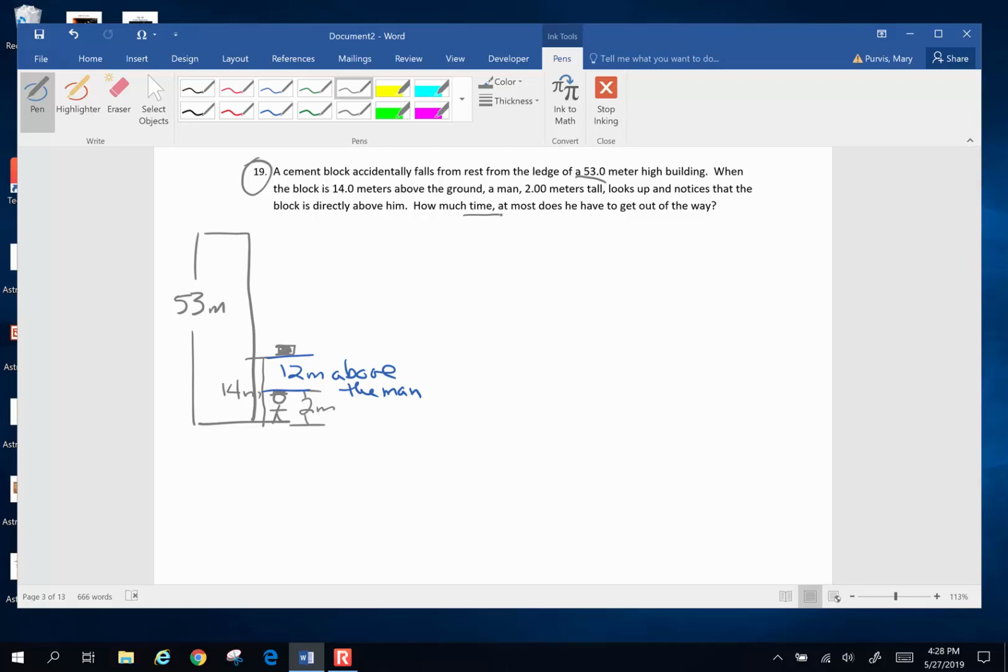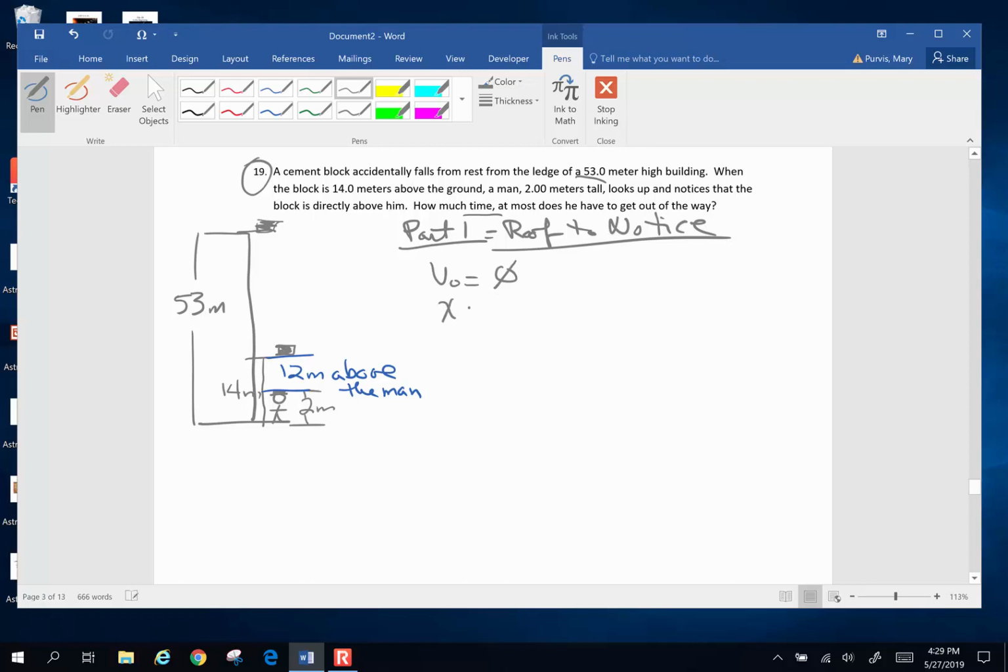Okay, this is going to be a multiple part problem. First off, we're going to have to look at the motion of the block from the instant it fell off of the roof down to the point where the man notices. So let's call this part 1, from the roof to the notice, till the man actually notices what's going on. What do we know about the block? Well, it had an original velocity of 0.